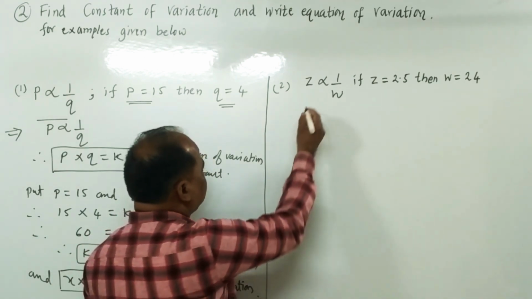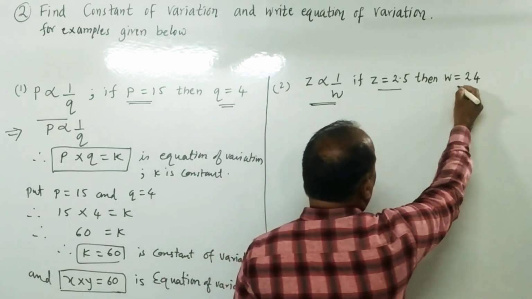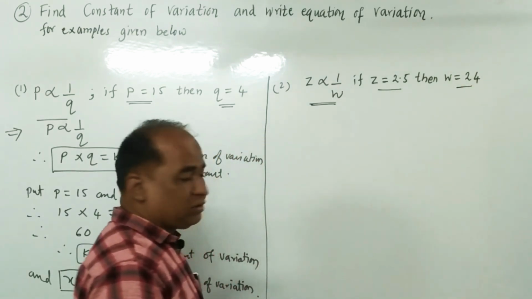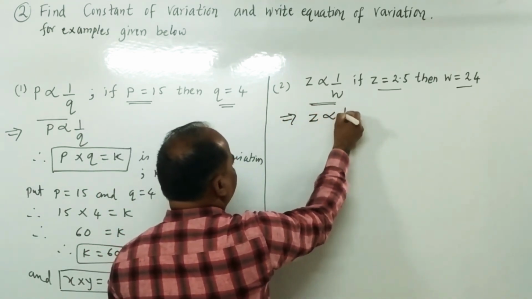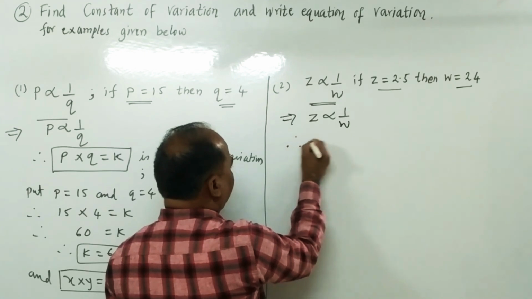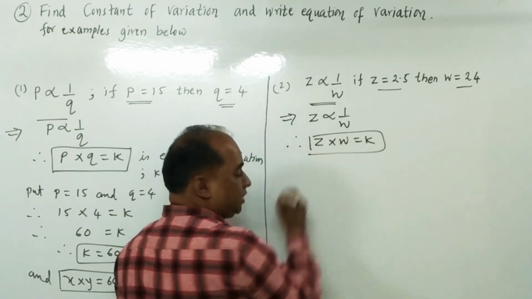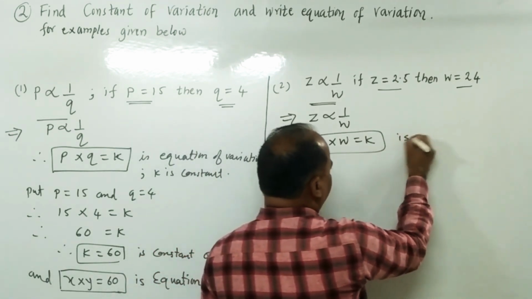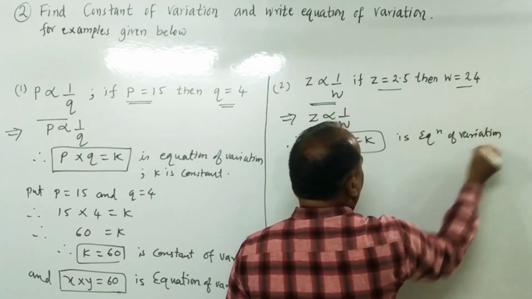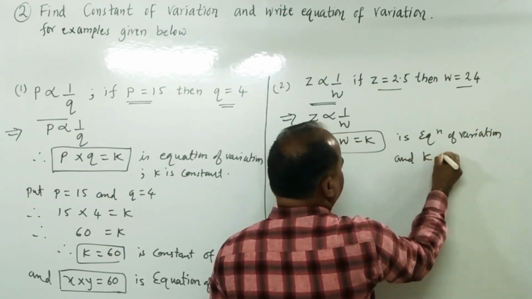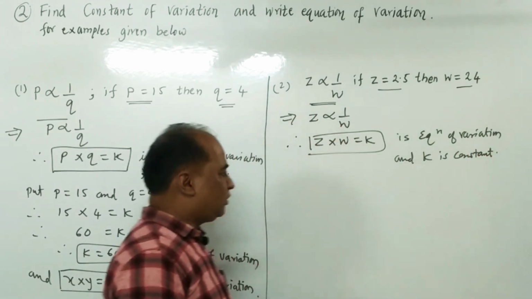Second example, z varies inversely to 1 upon w. If z is equal to 2.5, then w is equal to 24. Find the constant of variation and the equation of variation. Here z varies inversely to 1 upon w. Therefore z into w is equal to k. This is the equation of variation and k is the constant of variation.